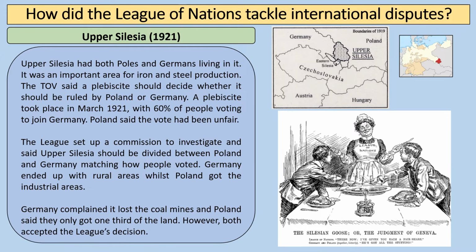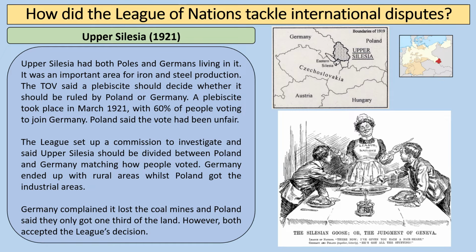So anyway, a plebiscite took place in March 1921, as set up by the Treaty of Versailles, and 60% of people voted to join Germany. But Poland said the vote had been unfair. So what the League did is they set up a commission, a group of people to investigate, and they decided that Upper Silesia should be divided between Poland and Germany, matching how people voted. So the areas where lots of people voted for Germany, that should stay with Germany. The areas where lots of people voted for Poland, that should stay with Poland.